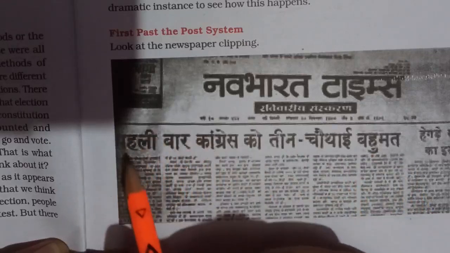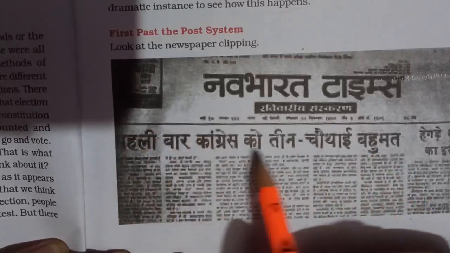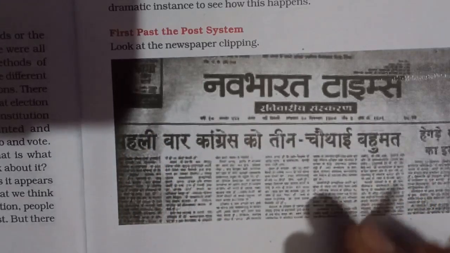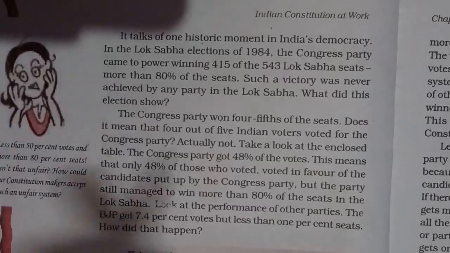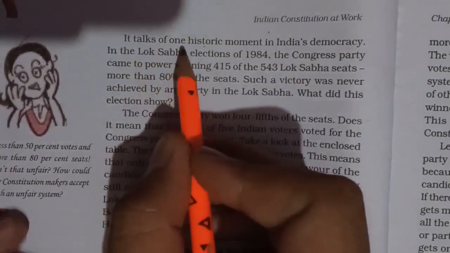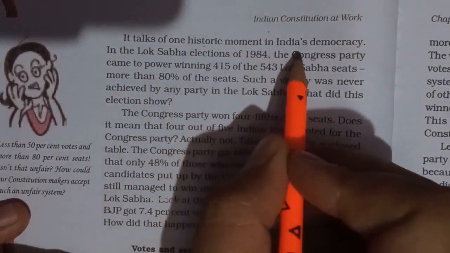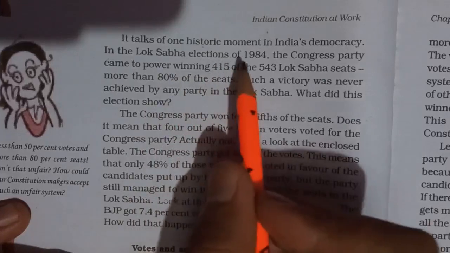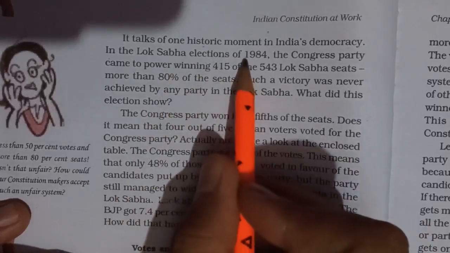So it means in this news, Congress got a three-fourths majority. A lot of votes Congress got. So we'll study about this example now. This newspaper cutting is talking about one of the historic moments in India's democracy, in the Lok Sabha election. So there was a historic moment in the Lok Sabha election of 1984.